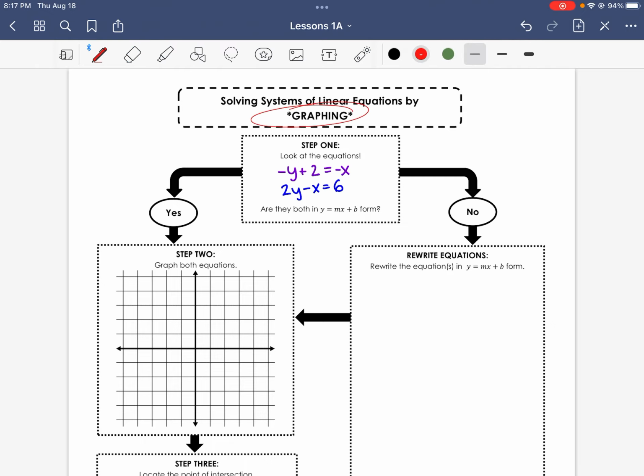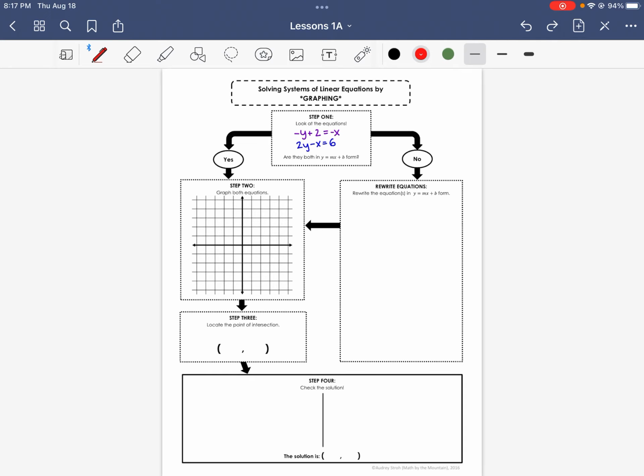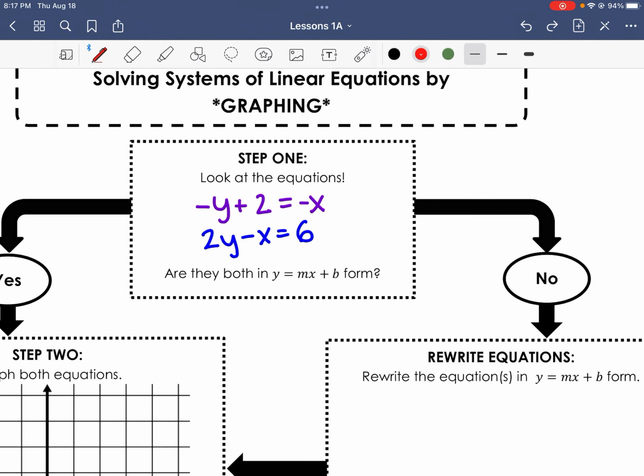Please make sure you have this flowchart worksheet in front of you, and take a second to pause this video and copy down these two problems. Okay, I'm guessing you copied it down. Now remember, we have to read step 1.